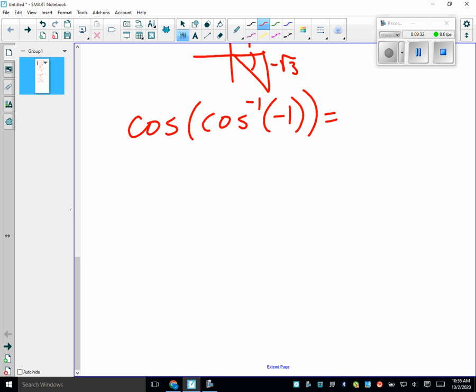What is my answer going to be? Fraction. Kind of helps to know what you're looking for at the end sometimes. Do you remember, or maybe I should back up. Where is cosine negative 1? Where is it?